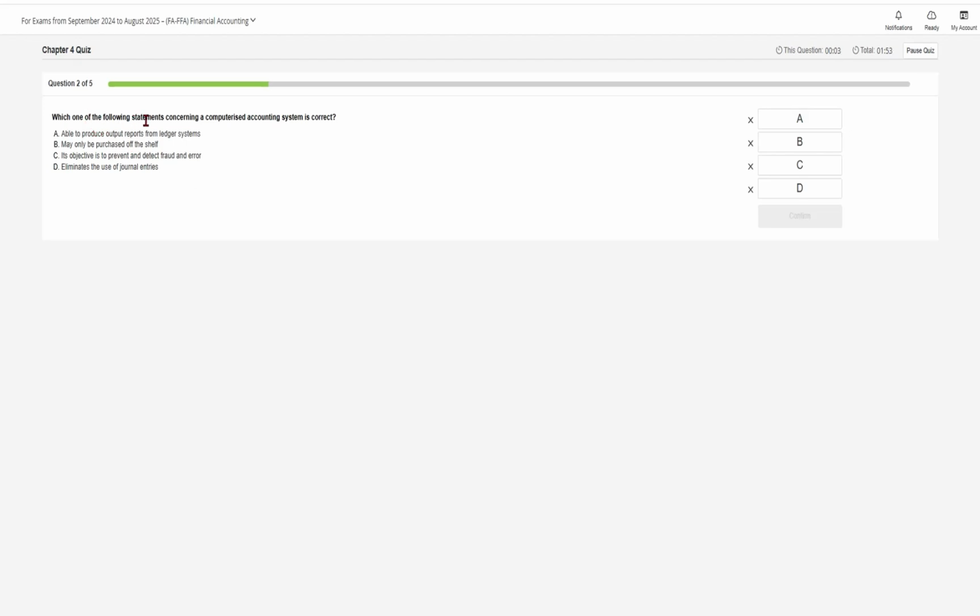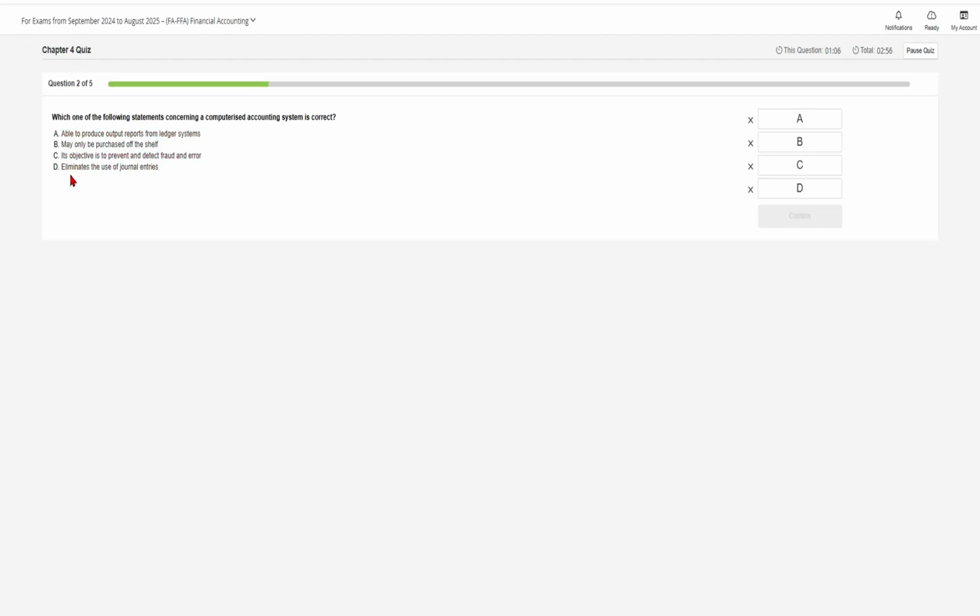This is question 2. Which of the following statements concerning a computerized accounting system is correct? The first option is you're able to produce output reports from the ledger system. Yes, a computerized accounting system means software like Xero, which is the most popular accounting software used by almost all UK firms. Next we have Tally, and another is QuickBooks. They can keep records of the ledger, do some calculations automatically, and produce financial statements like your profit and loss and balance sheet directly from the system. So yes, option A is correct. Okay, let's evaluate the other options.